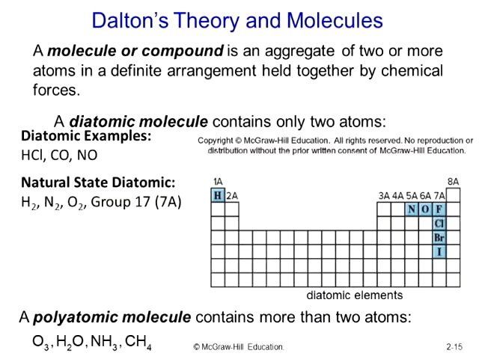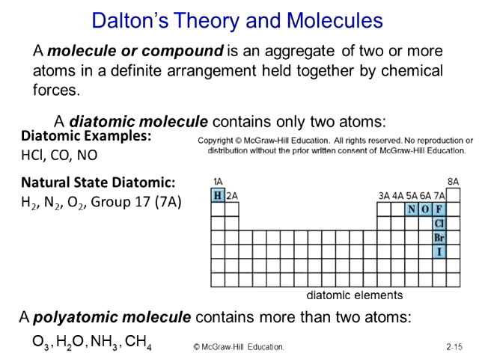When we think about the Dalton theory, we can now relate that to molecules and why molecules form. And what's a molecule? A molecule or compound is an aggregation of two or more atoms in a definite arrangement held together by chemical forces. From these molecules we form compounds. From compounds we form other types of materials that we get to enjoy in our everyday living.